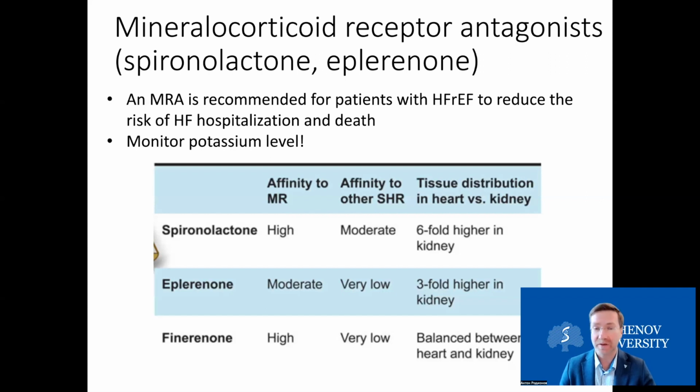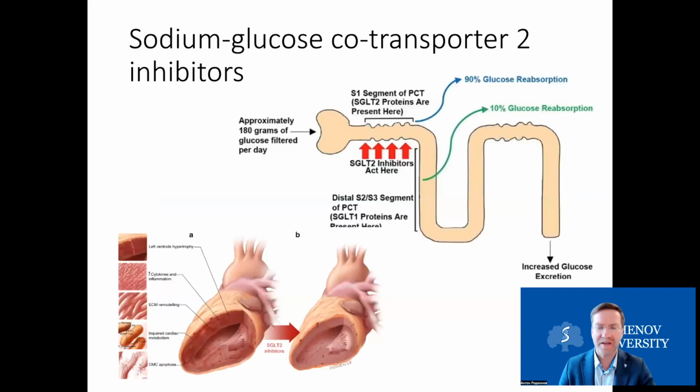monitor potassium level because classically mineralocorticoid receptor antagonists can increase the level of potassium. So we need to check potassium level to prevent hyperkalemia. Spironolactone is a less selective drug. That's why high doses of spironolactone can cause adverse events such as gynecomastia or erectile dysfunction in men, mastodynia in females. So that's why it's preferable to use eplerenone in patients with heart failure.